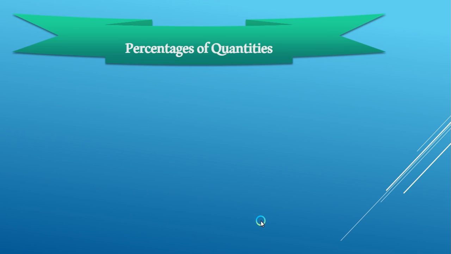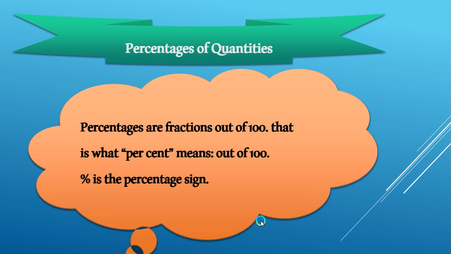Third lesson, percentages of quantity. Percentages are a fraction out of 100. That is what percent means. Out of 100. So this is the sign of the percent.